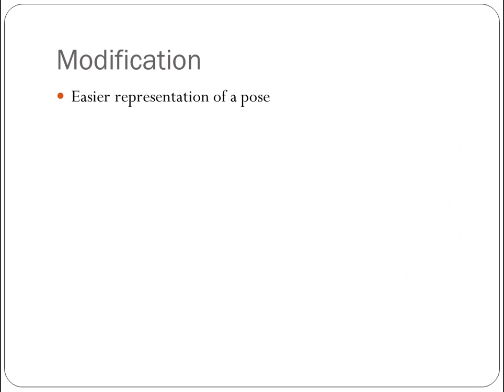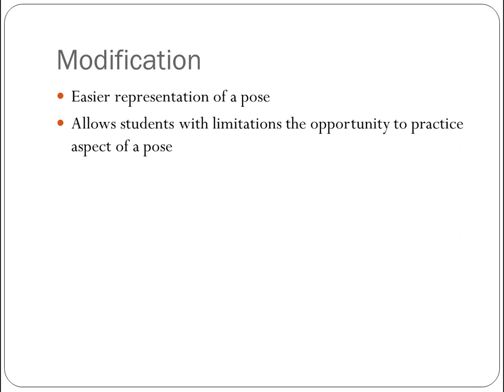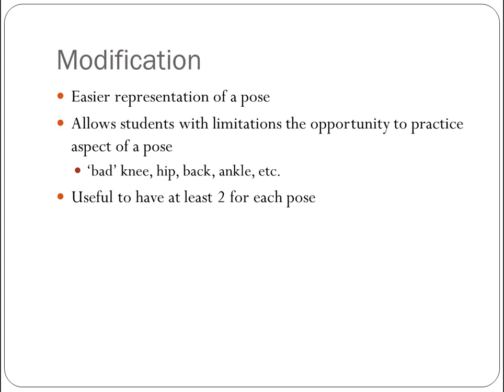Modification makes a pose easier. A modification adjusts aspects of a pose so a student with limitations can attempt it. You are creating modifications for those students who have a bad back, a bad knee, or a bad hip. It is useful to have 2 modifications for each pose, since it is hard to predict what type of limitation a student will have. This way you are prepared.